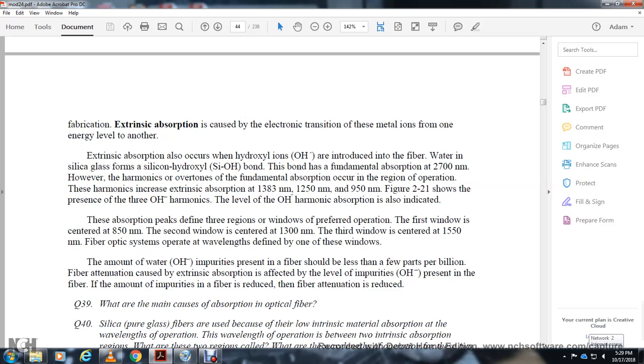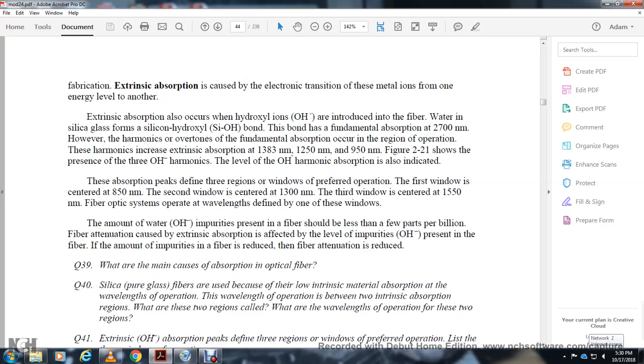The absorption peaks define the regions, or windows, of preferred operation. The first window is centered at 850 nanometers, the second window is centered at 1300 nanometers, and the third window is centered at 1550 nanometers. The fiber optic operates with a wavelength in one of these windows. The amount of water and impurities present in the fiber should be less than a few parts per billion.